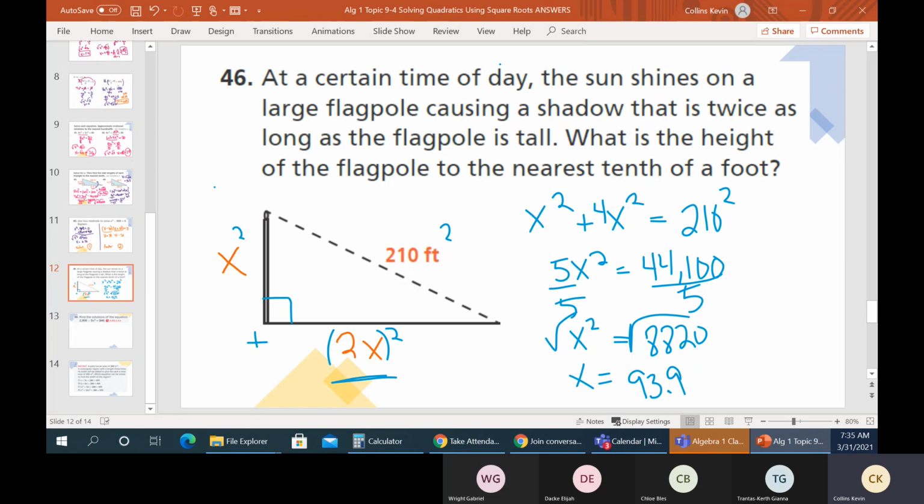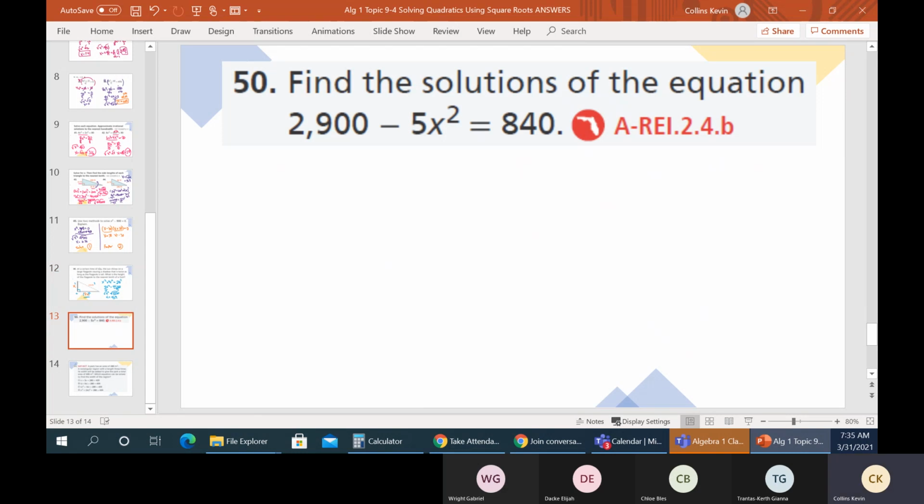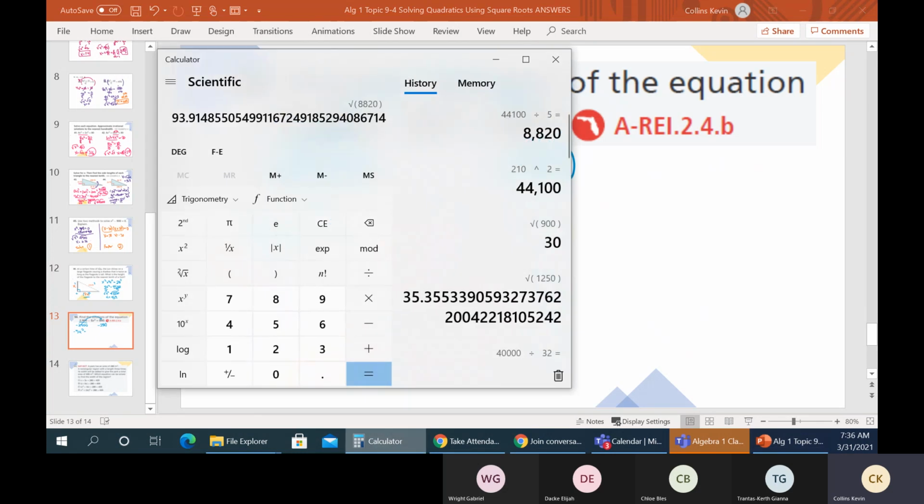All right, a couple more and we're out. All right, it says find solutions of the equation. Okay, we can do that. First things first, we need to get this 2900 over to the other side, right? So we'll subtract him off, and we'll subtract him off here. So these guys are going to go away. So I've got negative 5x squared equals, and I'm far too lazy to do this in my head today. So 840 minus 2900. Let's do that.